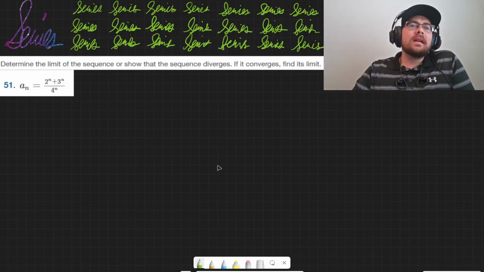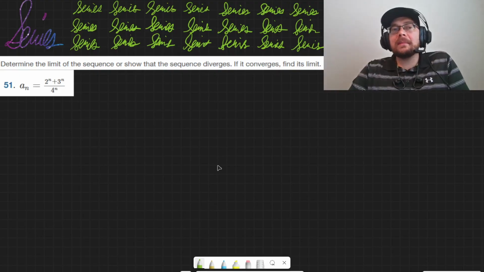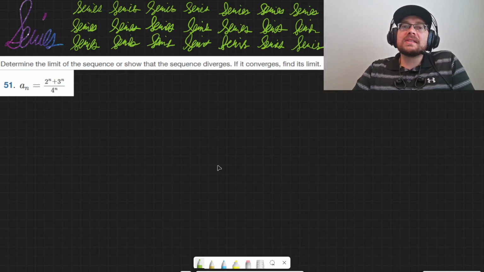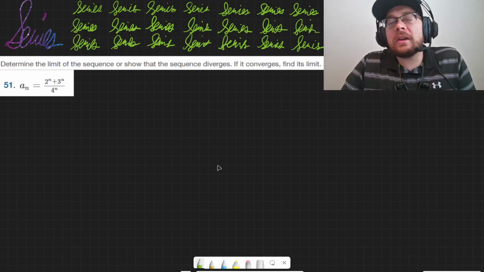We are determining the limit of the sequence or showing that the sequence diverges. If it converges, find its limit. So what that means is, if we're trying to find the limit of the sequence, we want the infinite limit, the limit as n goes to infinity of a sub n. So that's what they mean by that. And if it converges, then it's a number. And if it diverges, then it's not a number. Either it's going to go to infinity, or it's undefined, or something like that.